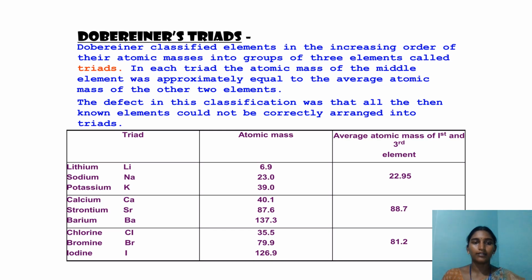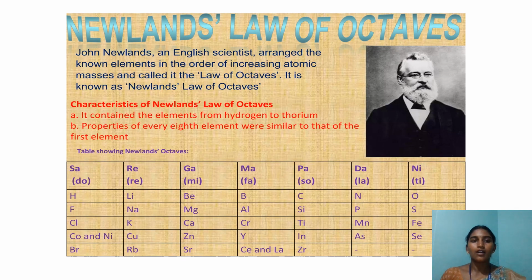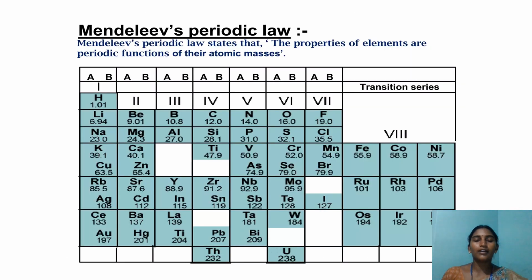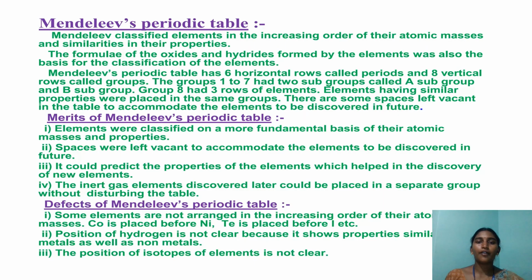These are called triads. Then Newlands' law of octaves. John Newlands, an English scientist, arranged the known elements in the order of increasing atomic masses, and it is called the law of octaves. Then Mendeleev's periodic table. According to Mendeleev's periodic law, the properties of elements are periodic functions of their atomic masses. Mendeleev classified elements in increasing order of their atomic masses and similarity in their properties.